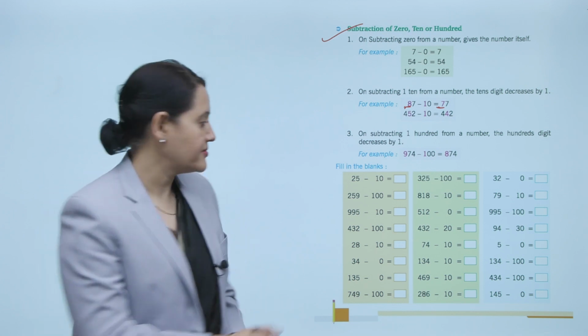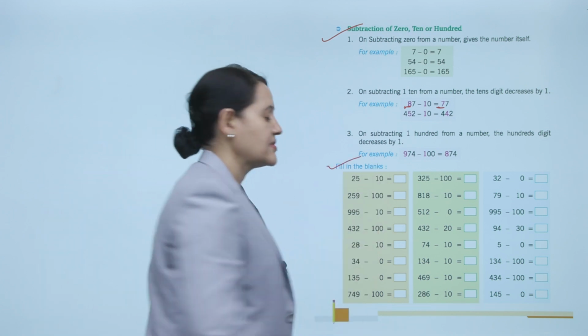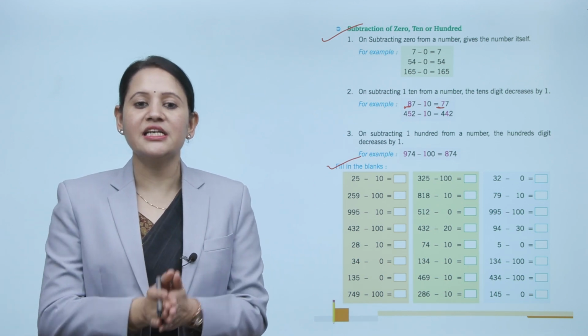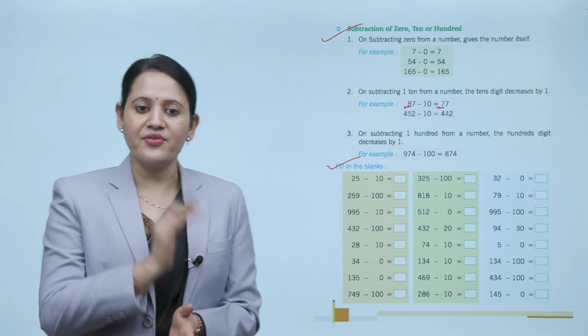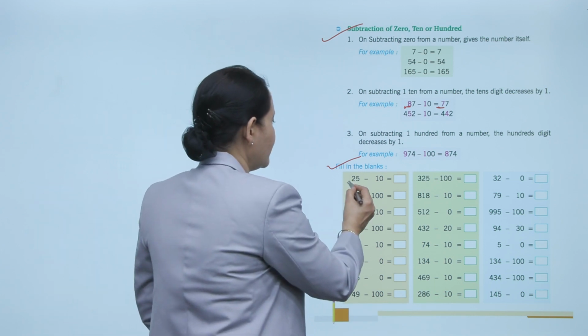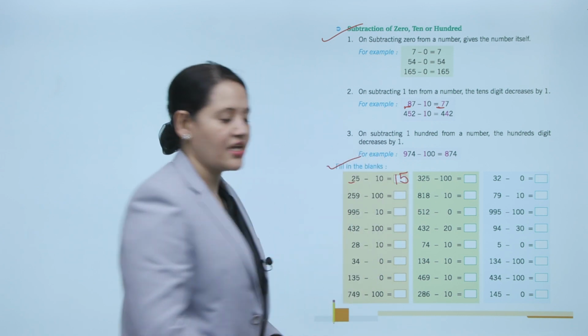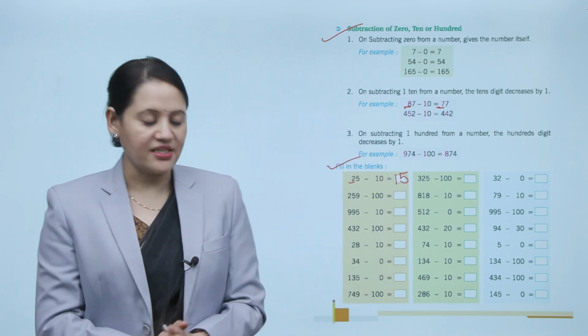Next, fill in the blanks. 25 minus 10. We have to subtract 10, that means the digit at the tens place will decrease by 1. So here it was 2. Now it becomes 1. So the answer is 15.